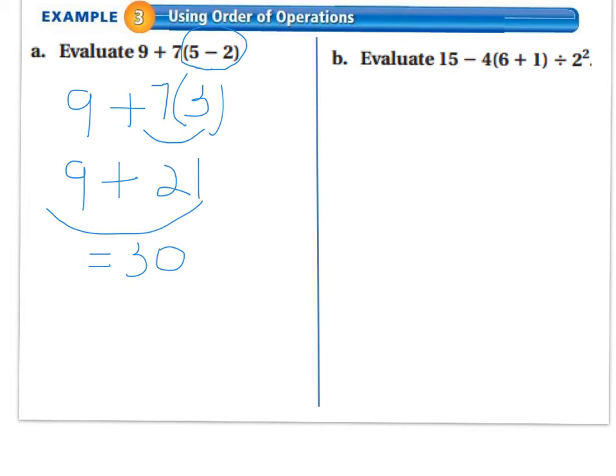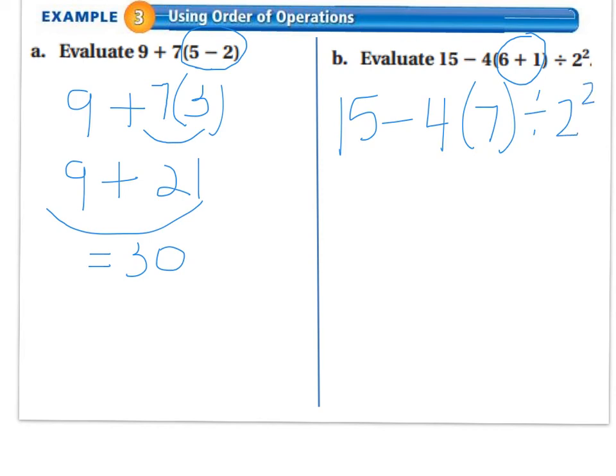Question B, evaluate 15 minus 4 times the quantity 6 plus 1, divided by 2 squared. Please excuse my dear Aunt Sally. P, parentheses first. There are a set of parentheses right there. Rewriting the expression, it would be 15 minus 4 times 6 plus 1, which is 7, divided by 2 squared.